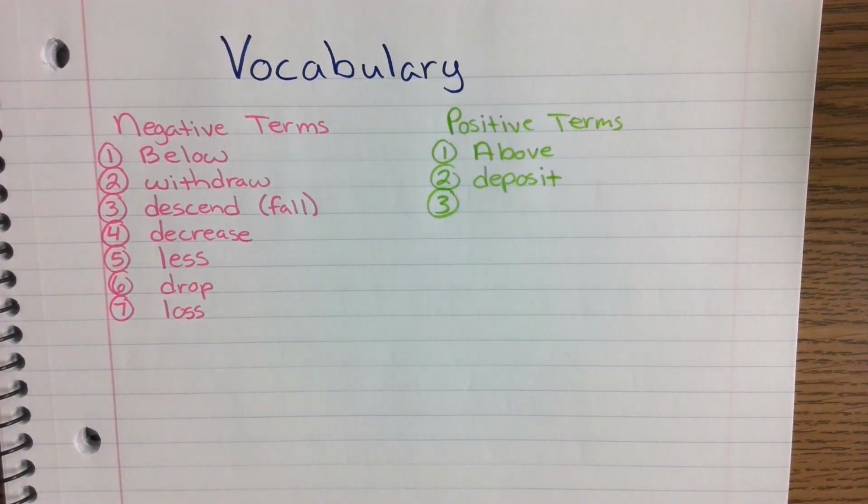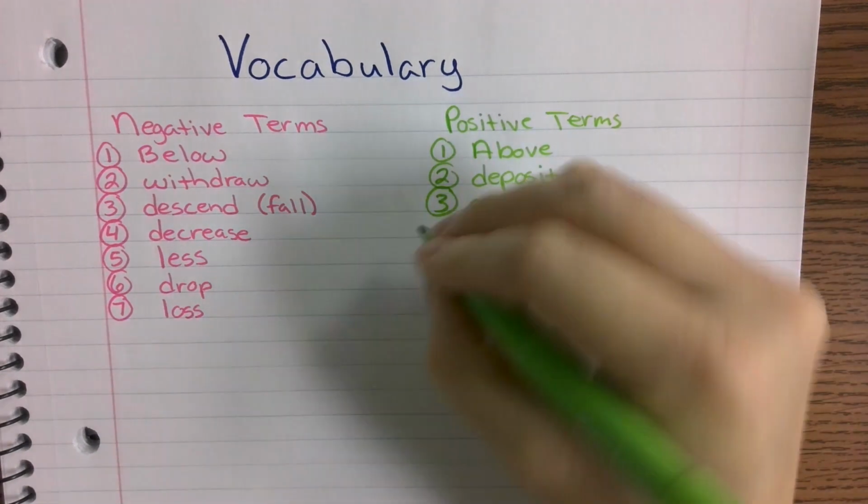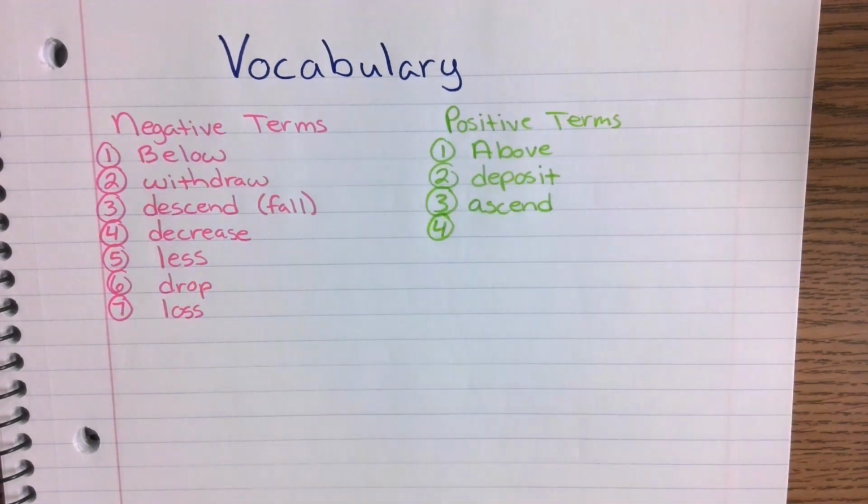The opposite of descend is to what? Ascend. Very good. Real easy. What's the opposite of decrease, guys? Increase.